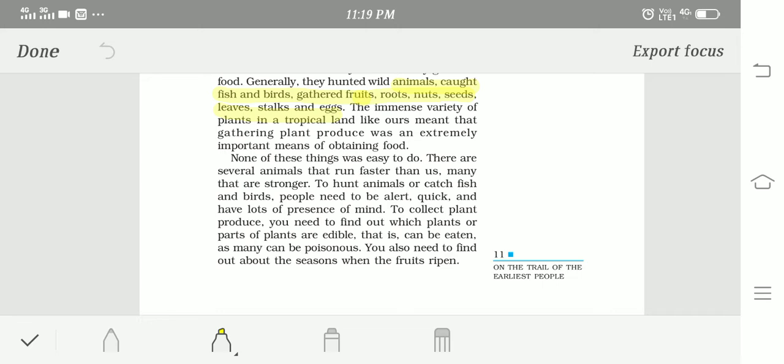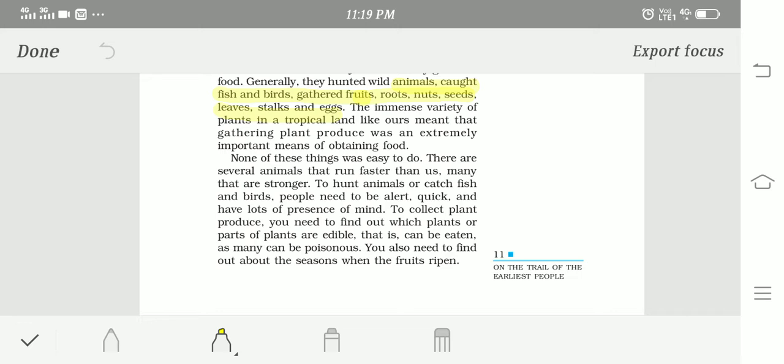So the people had to keep in mind what kind of precautions to take. There are some things they had to be alert about, things they had to be prepared for. Now what are those things? We are going to see that. Now let's see what these are.